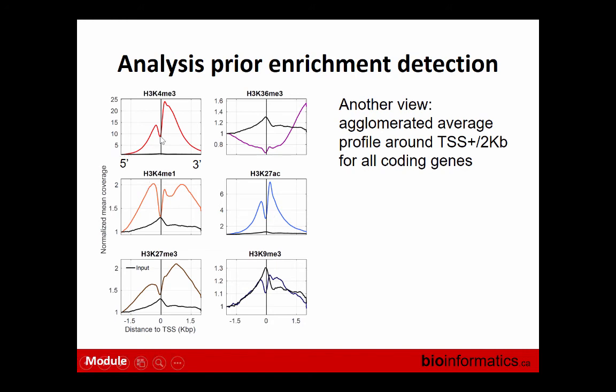Now the black curve is input, this famous input we were talking about. You can see some interesting features. When the mark is highly enriched, like the red one, H3K4me3, all plots have different scales. Here it's 25, and we almost don't see input. Input is a flat line. When we have small enrichment, for example, let's look at the very last plot, H3K9me3. We know that this mark is not present at the TSS of most genes, only at the TSS of a handful of development-implicated genes. We don't have this mark there. The coverage is very similar between input and the mark itself. And you can see that input has a certain peak at the TSS.